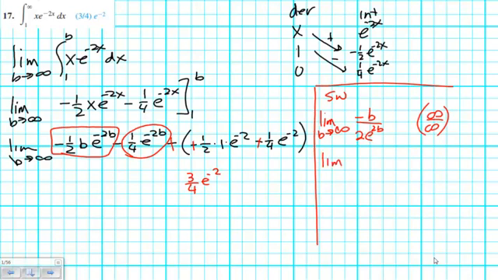So we end up getting the limit as b goes to infinity of negative 1 over 4e to the 2b, if I did that properly. And where's that going? Towards 0. All right. So this is going to 0, this is going to 0, and we end up with 3/4 e to the negative 2. And that's what I have, and that's what they have. Check mark. We are so good.